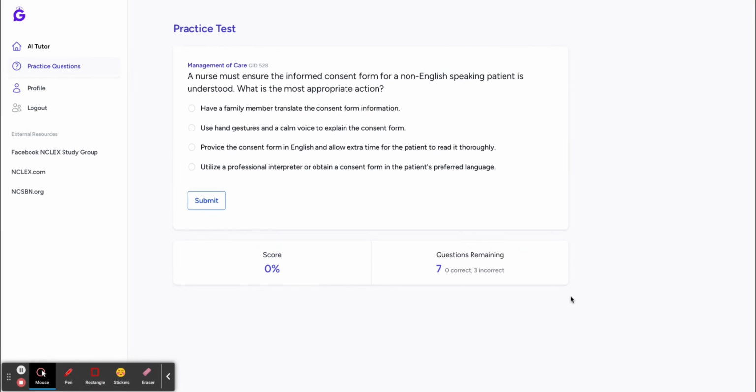Now, a nurse must ensure the informed consent form for a non-English speaking patient is understood. What is the most appropriate action? Is it A, have a family member translate the consent form information? B, use hand gestures and a calm voice to explain the consent form? C, provide the consent form in English and allow extra time for the patient to read it thoroughly? D, utilize a professional interpreter or obtain a consent form in the patient's preferred language?